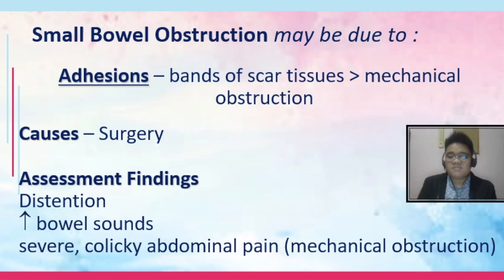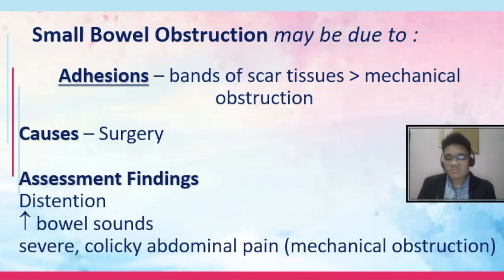Adhesions are bands of scar tissues resulting in mechanical obstruction. What is the cause of this? In fact, it's the surgery. This scarring of tissues, which leads to adhesions, may be because of the healing process that occurs inside the intestines. So what happens if there are adhesions?